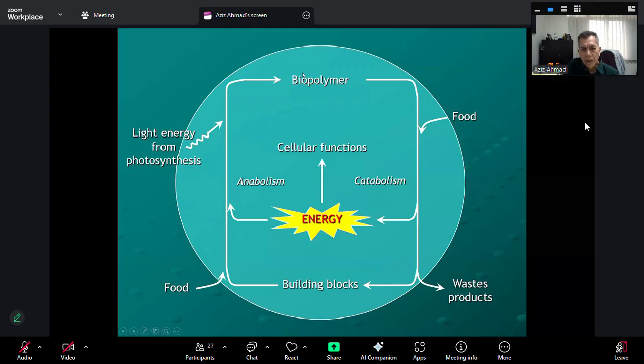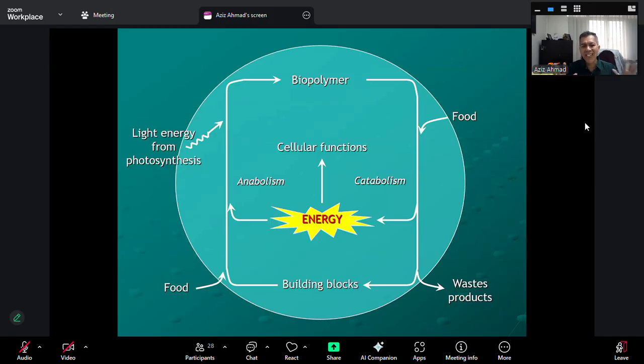And then the biopolymer produced by plants, which is the main producer, and the food, when we consume it as food, then the process will undergo catabolism. So this is how anabolism and catabolism are connected in living things. Okay. Of course, when the process occurs, there will be some waste that we have to take into account. And then the main products from catabolism are the energy and the building blocks, which are the intermediate metabolites.